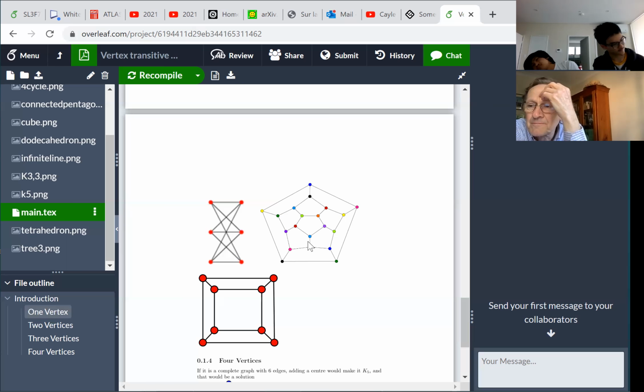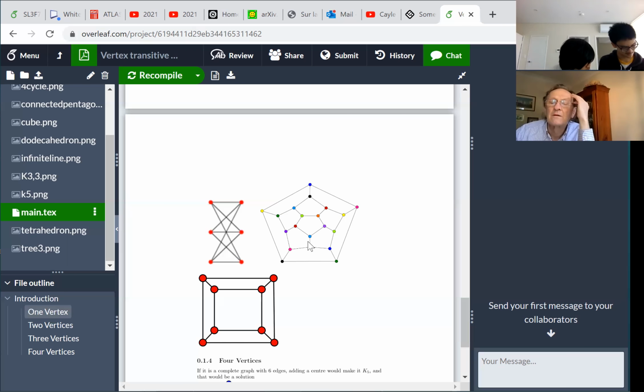So once you replace every vertex, wouldn't that mean this thing is disconnected though? This vertex is connected, this one. I don't know, how are you defining it?